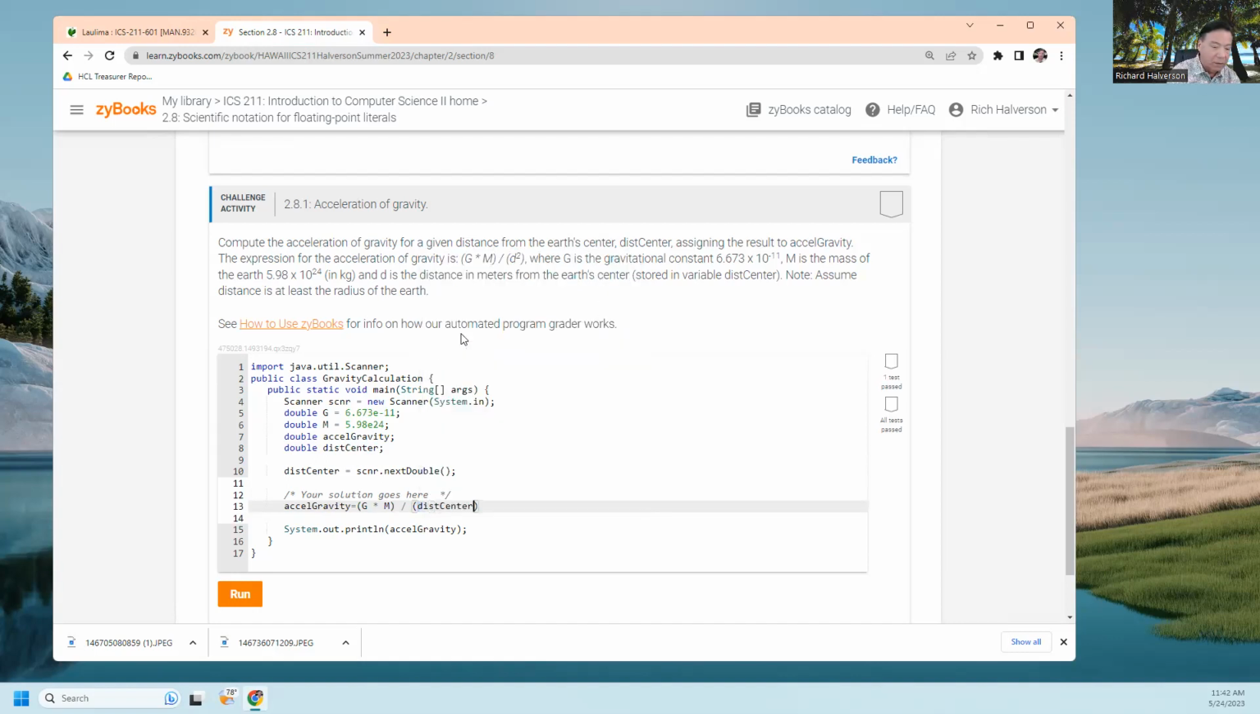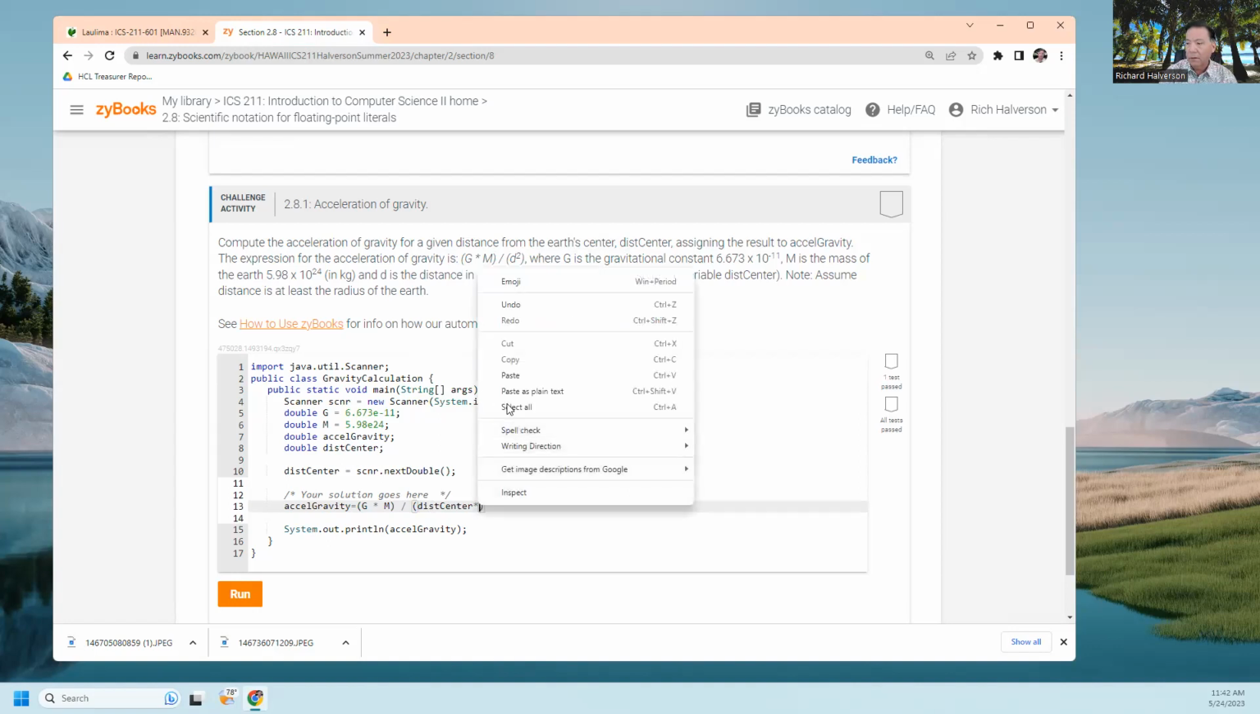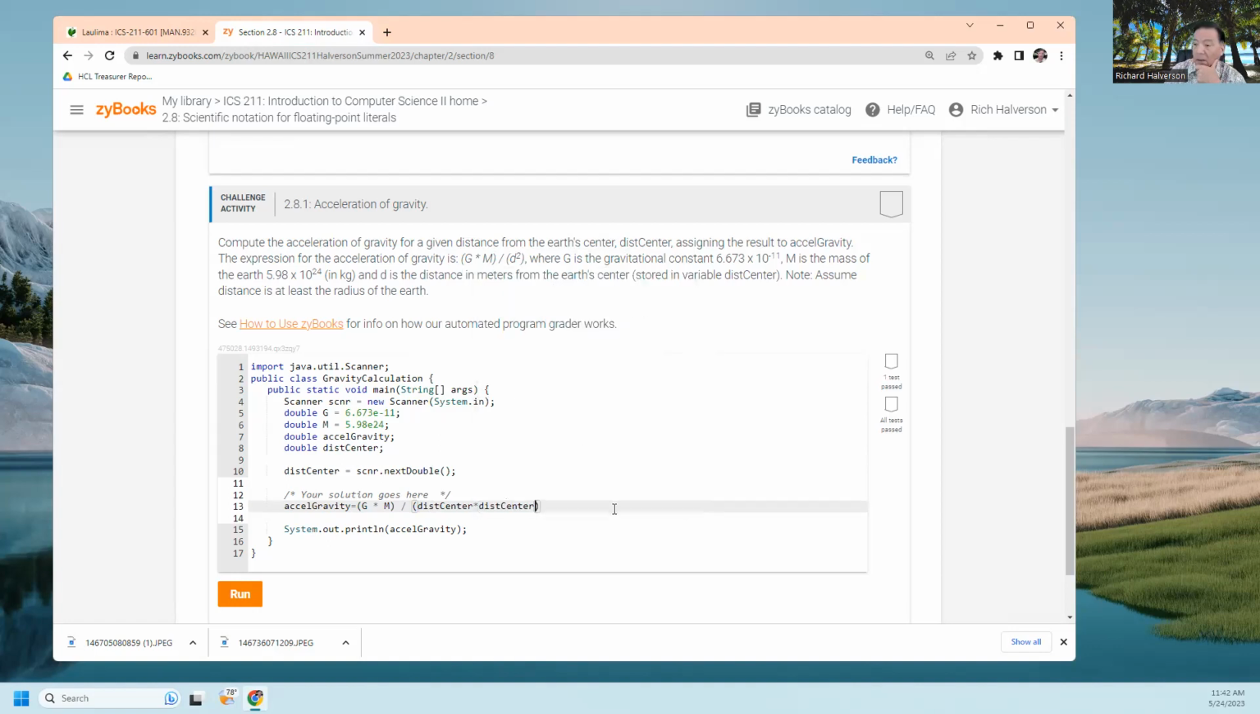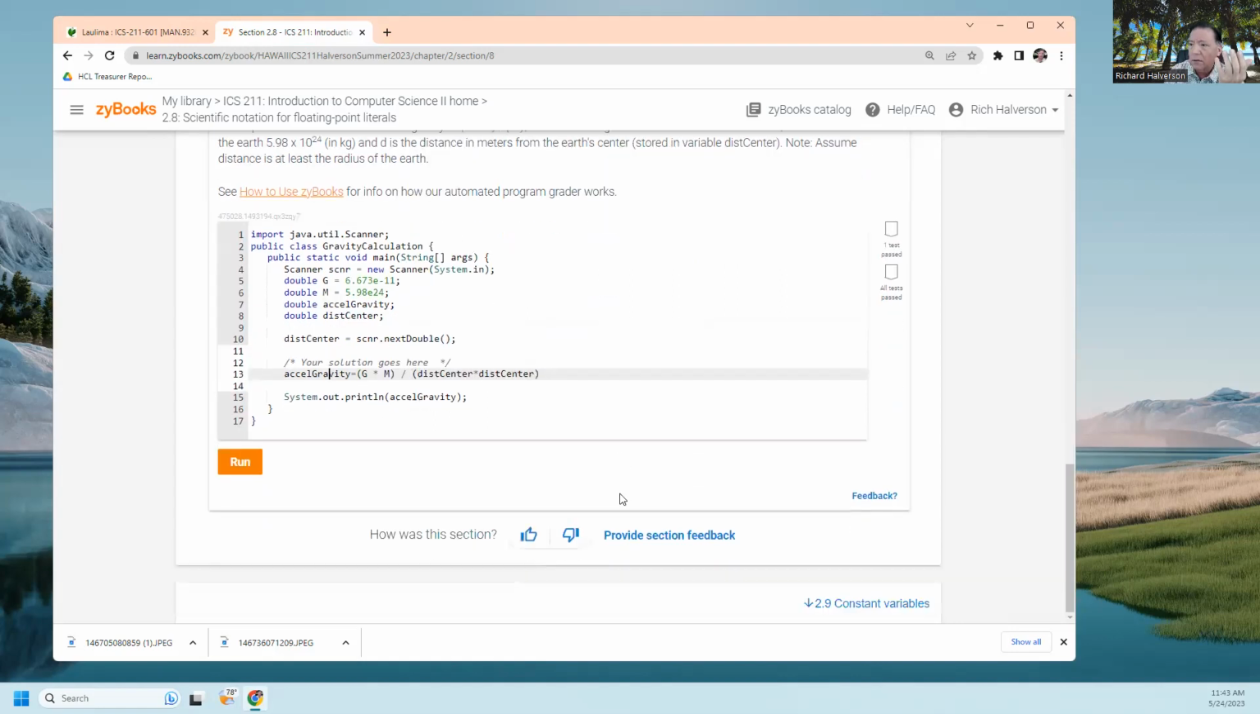Distance times distance. All right, so really, yeah. Okay, so that's what that is, and we're supposed to write it out. Is this all there is?